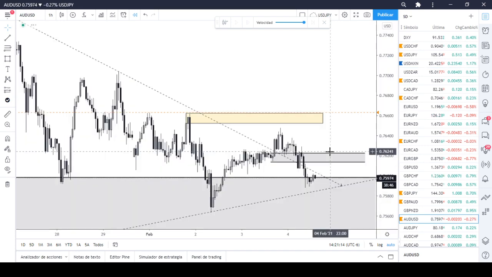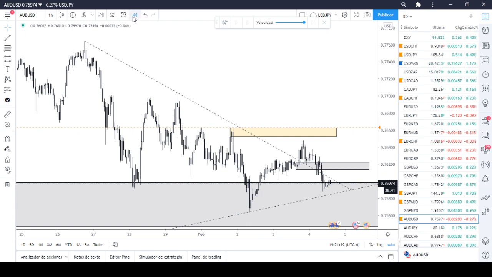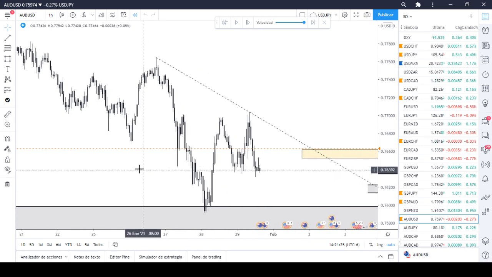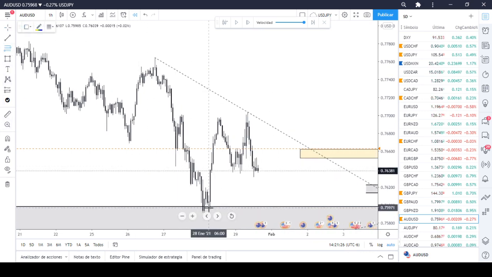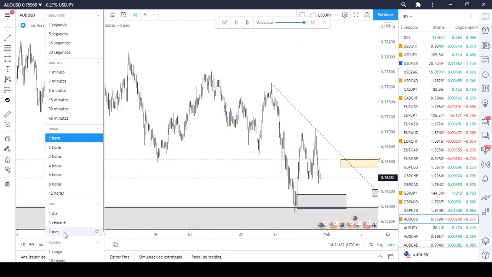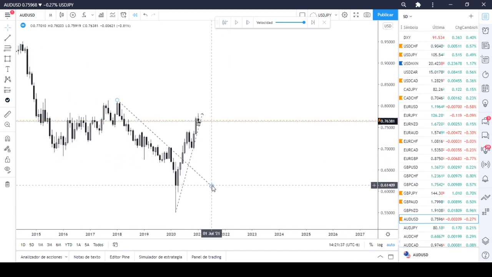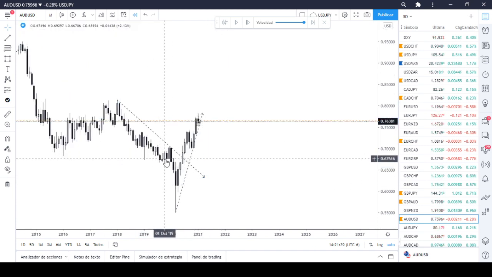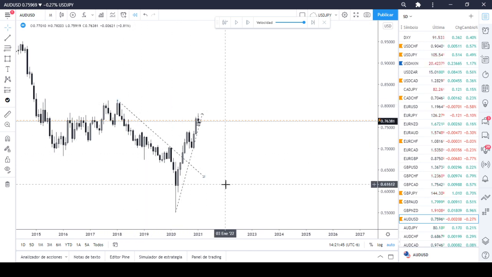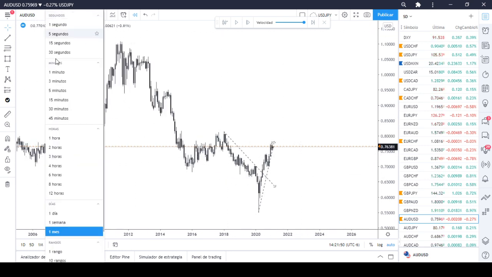Last week I also shared this one, Aussie USD. I guess this was the signal I sent on Sunday. The price was completely bullish. If you see the monthly, all the supply zones were taken out. This supply zone was taken out. This supply zone is taken out. This downtrend on the monthly is taken out. So that's telling me that the price is bullish. So I need to look for a buy.